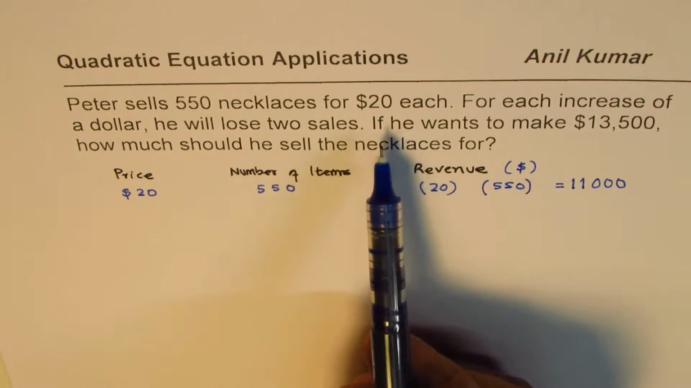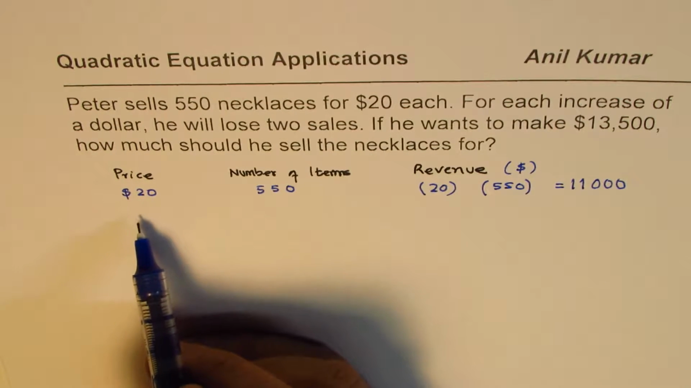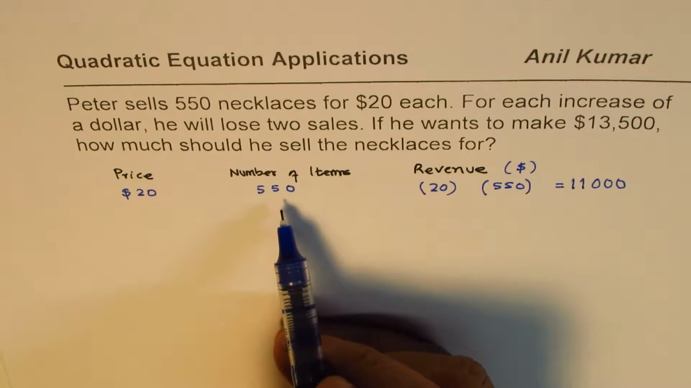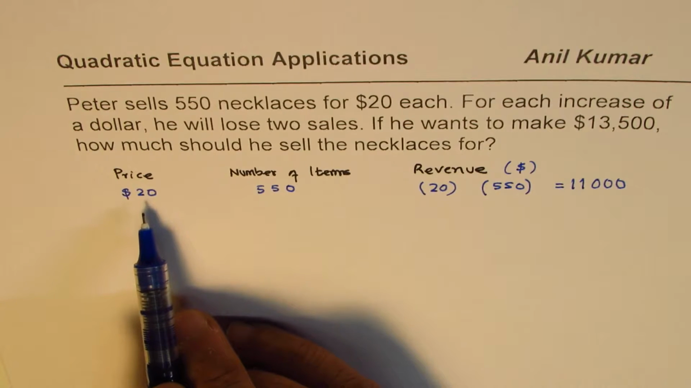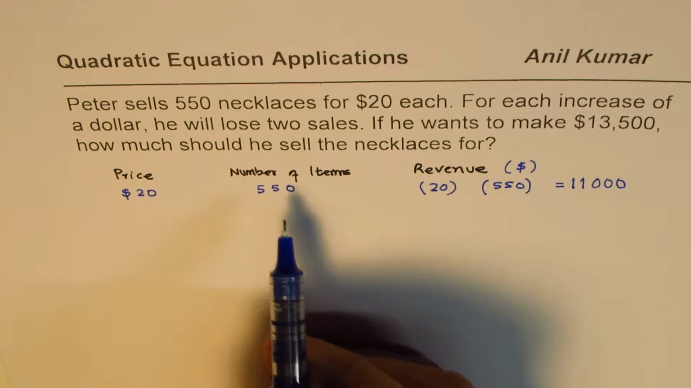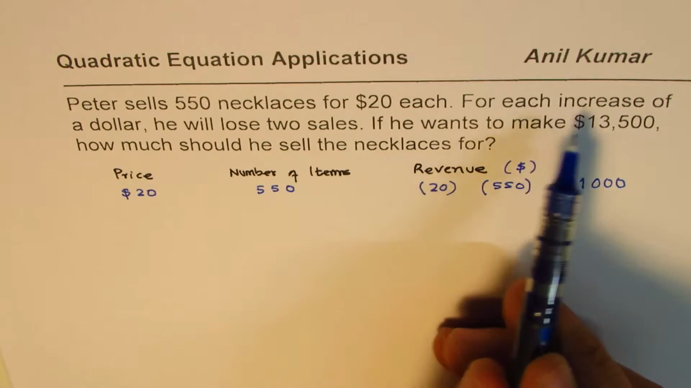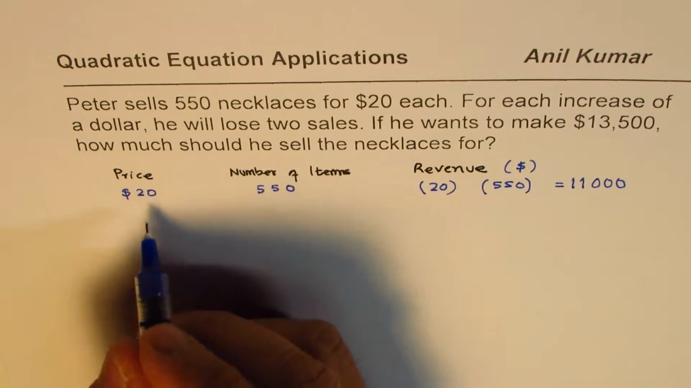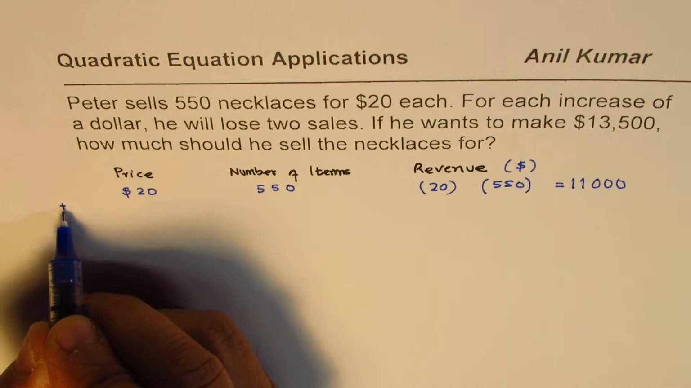The question is, he wants to make 13,500. Now, is that possible? Well, the concept is if you reduce the price, you may sell more. Or you increase the price, sell less, but since the price is higher, you may get more revenue. So we have to juggle between all these things, and that is where the quadratic equations come in. Now it says for each increase in $1, that means plus $1.